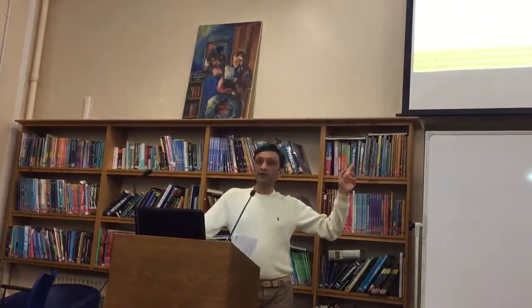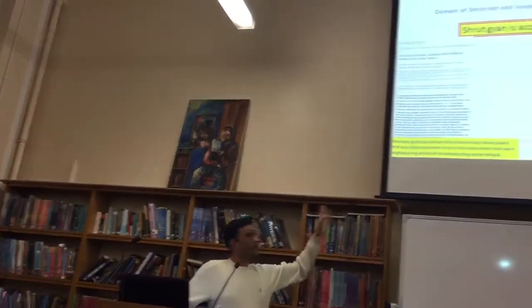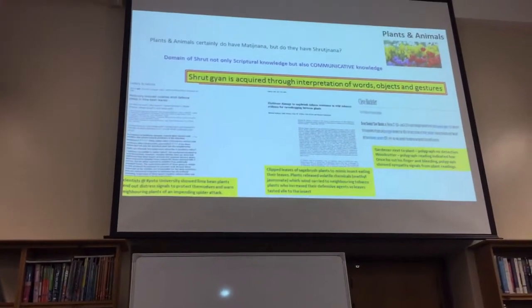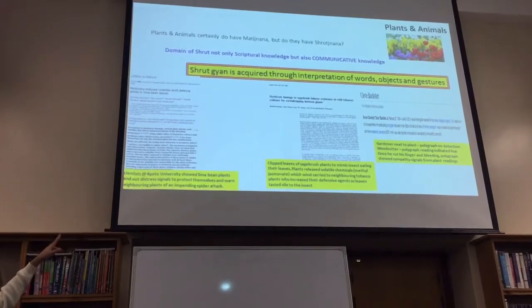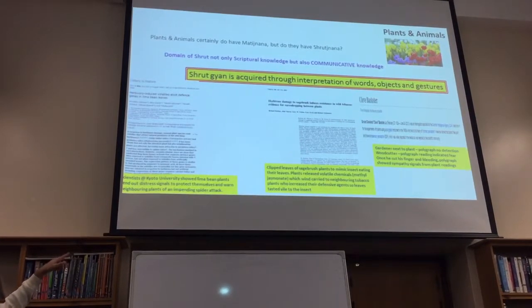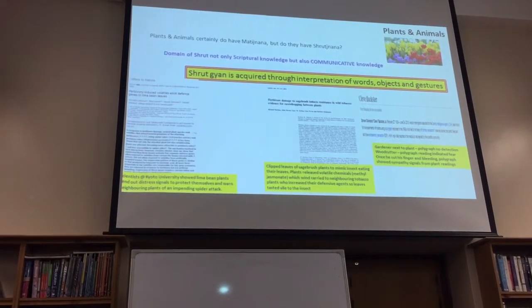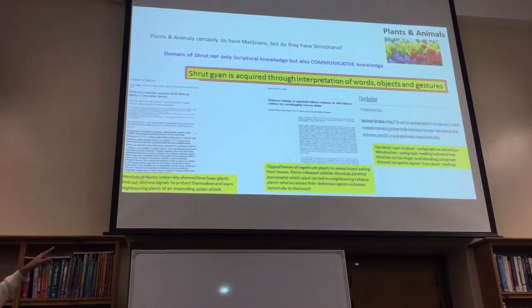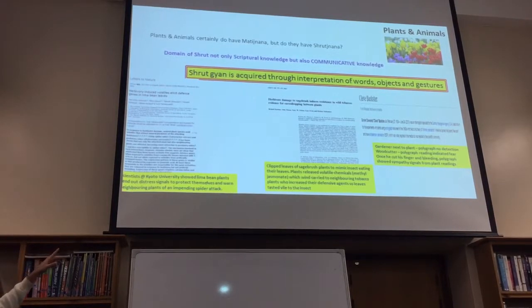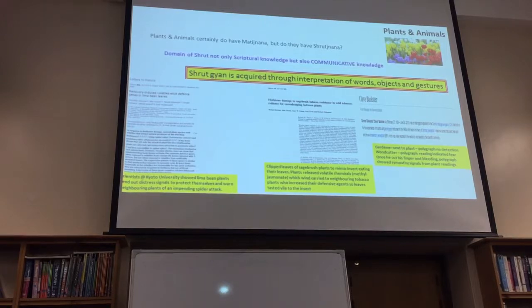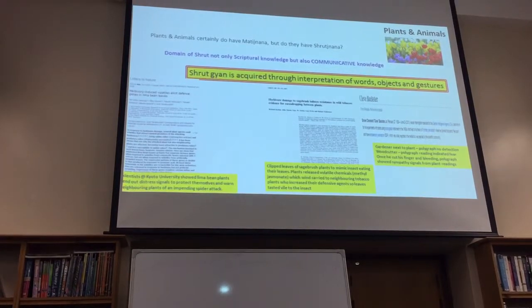Now, if you Google, you will come across three different pieces of research which I found. One was by scientists at Kyoto University, who showed that lima bean plants send out distress signals to protect themselves and warn neighboring plants of an impending spider attack. So if a spider is going to attack some plants, they send signals or chemicals in the air to warn the other plants: be careful.